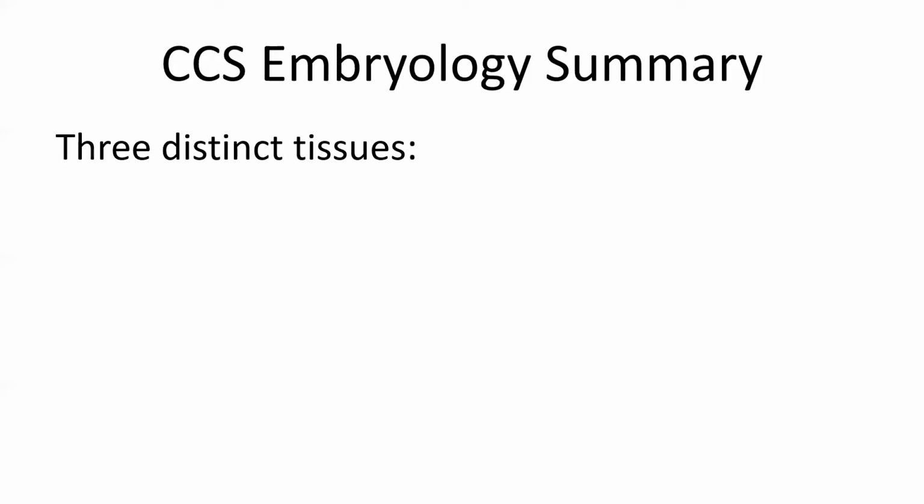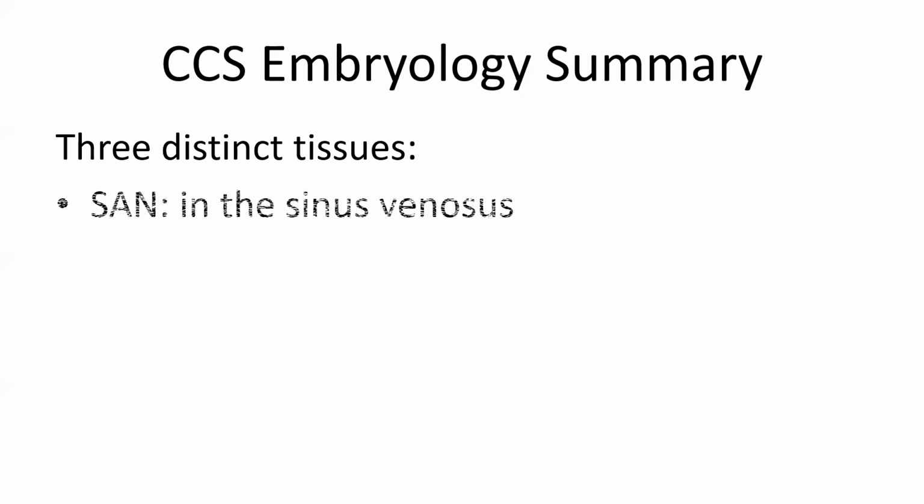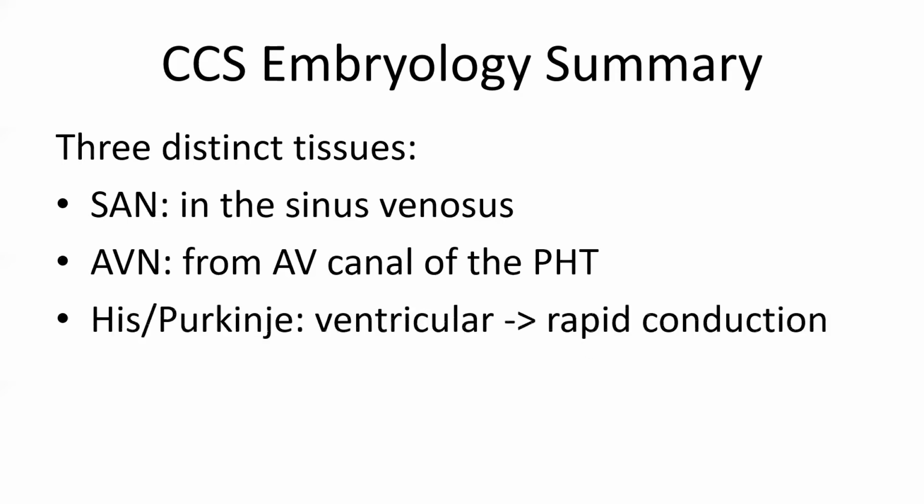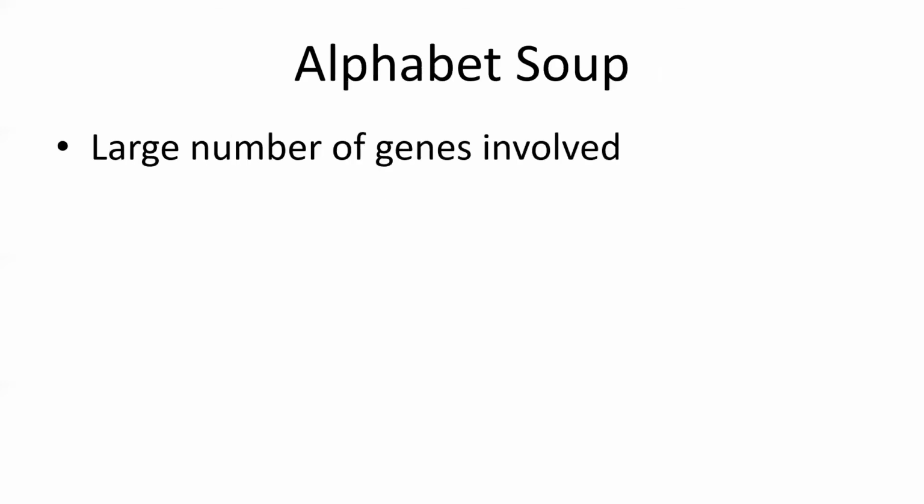So with the story of the embryology of the cardiac conduction system, it's really three different stories because there are three different tissues here. The sinus node arises from the sinus venosus. The AV node arises from a ring of tissue in the primary heart tube called the AV canal. And the ventricular conduction system starts heading towards a ventricular phenotype, but then changes course to become conduction system tissue.